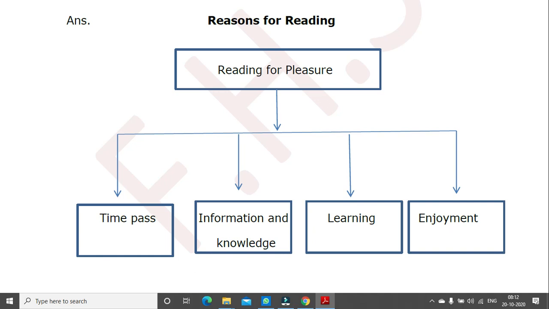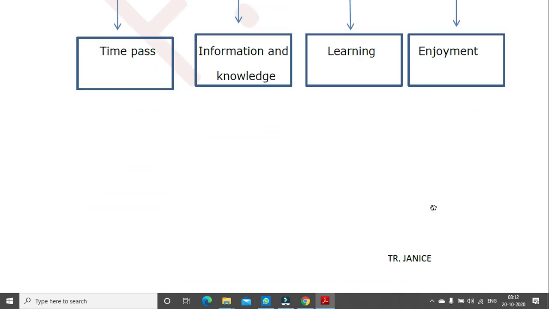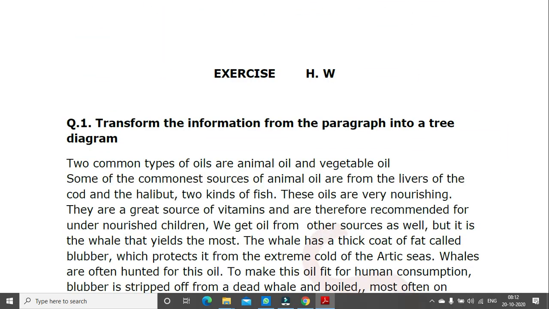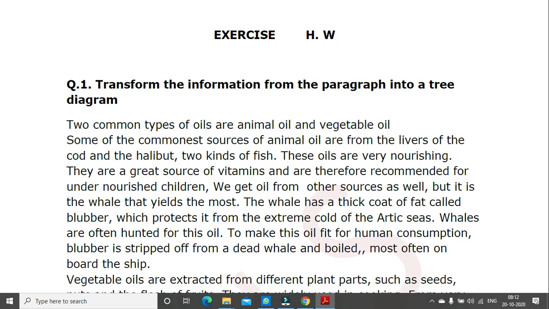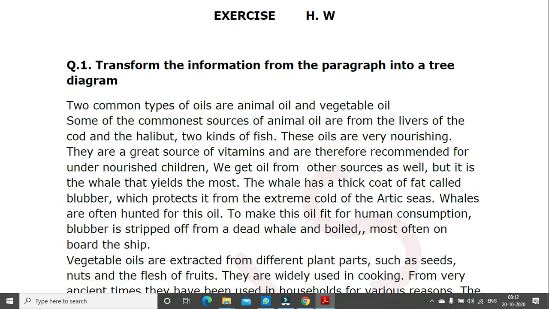Yeah. So now this could also be asked of you in the form of a web diagram. It would be the same. This will be in the center and this all will be around. Reasons for reading will be in the center and this will be all around. Clear? Okay. Now you go to your homework. Exercise homework: transform the information from the paragraph into a tree diagram.